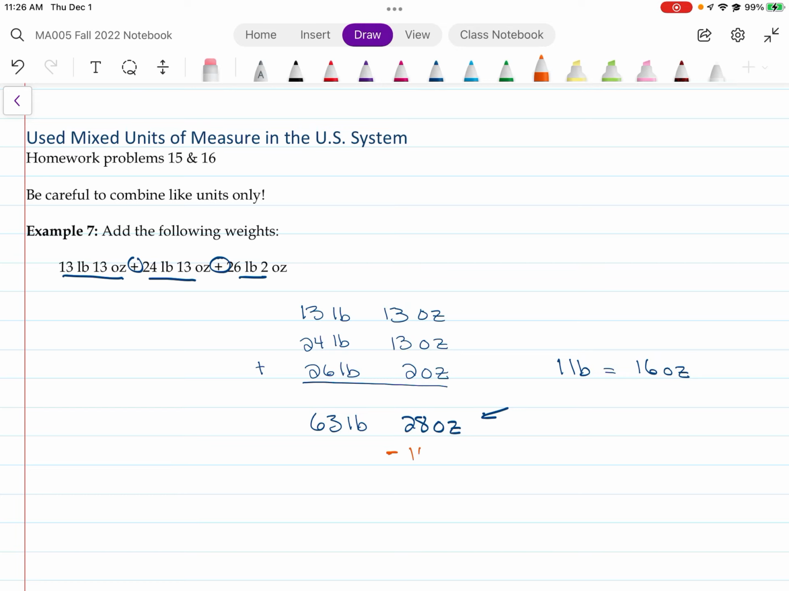We're going to subtract 16 ounces. And we're going to take that pound and add it over here to the pounds. So subtract it out of the right and add it to the left, because they're equal to each other. Subtract and add. 16 ounces, 1 pound. They mean the same thing. So let's do that, and we get 64 pounds. 28 minus 16 is 12 ounces. And that's how you add mixed units.